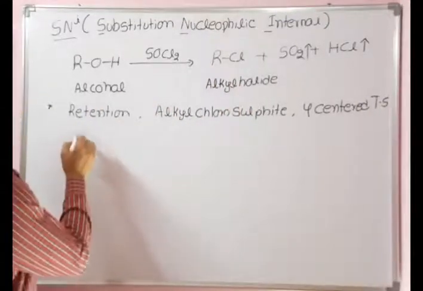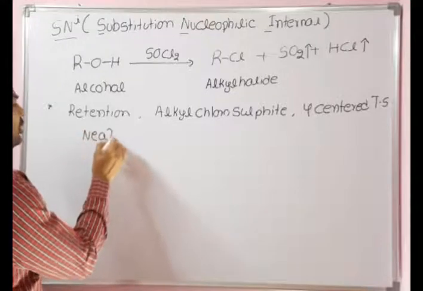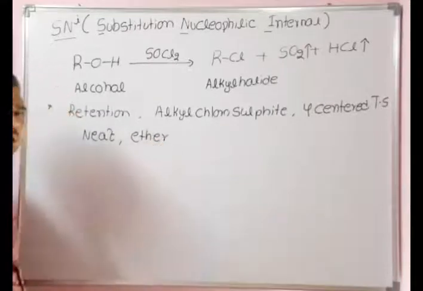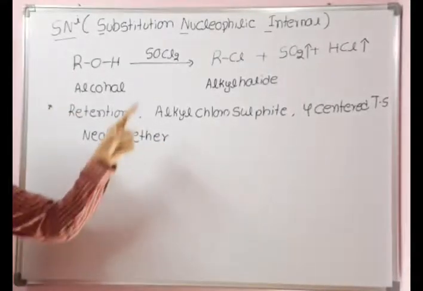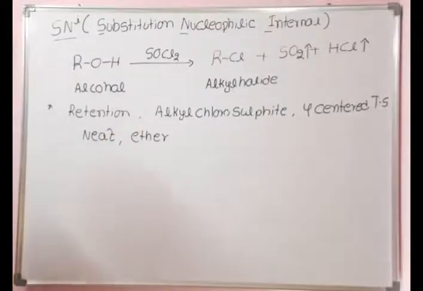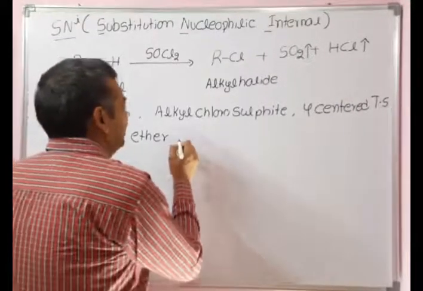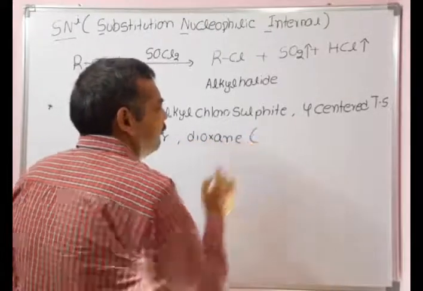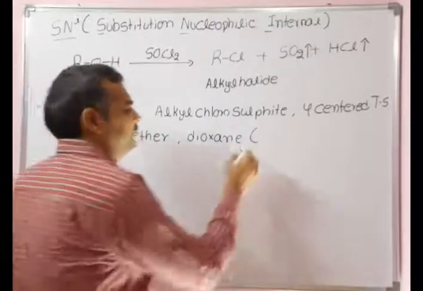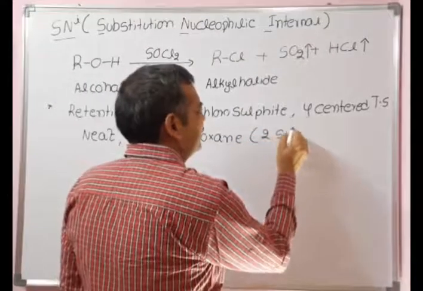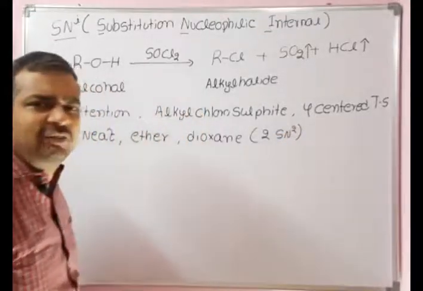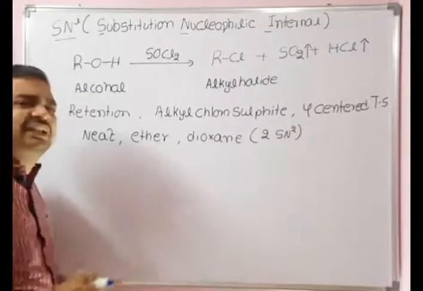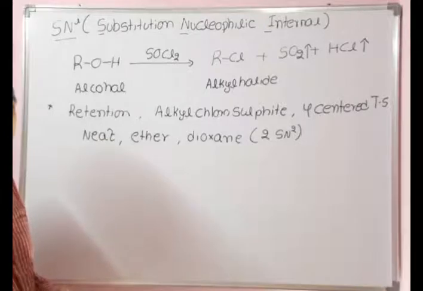We can perform this reaction neat, without solvent, or we can perform the reaction in ether. Without solvent and in ether, we will get exclusively retention of the configuration of the alkyl halide. We can also use dioxane as a solvent, but in dioxane, finally we will get retention of the configuration, because 2 SN2 reactions will take place. After 2 SN2 reactions, after 2 inversions, finally we will get retention of the configuration. There is one exception with pyridine, the same reaction, which we will discuss at the end.